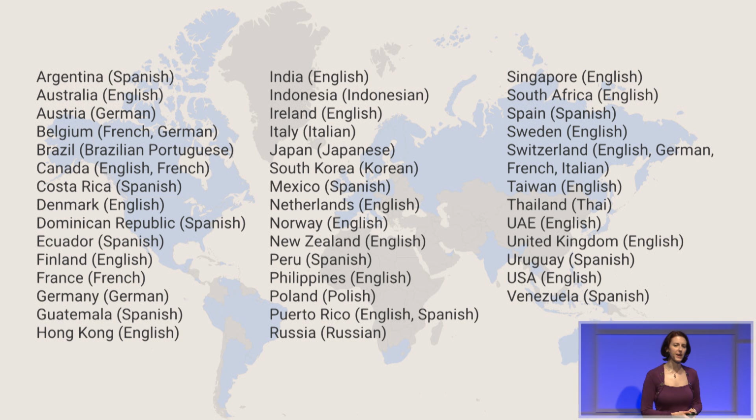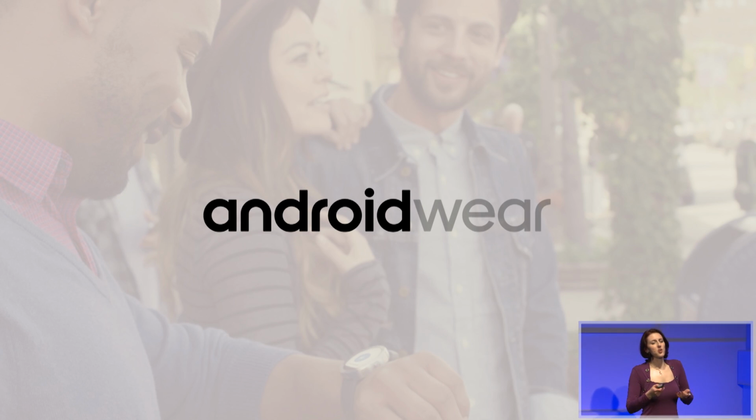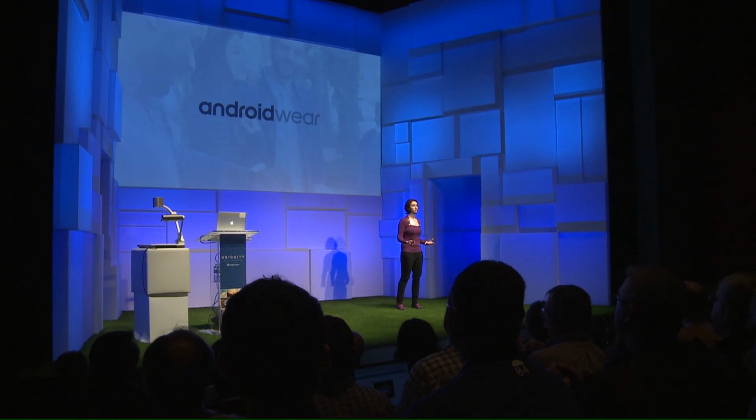And when you build for Android Wear, you will also have the opportunity to have global reach. We have support in 42 countries and language pairs. And this is all on the platform that you're already familiar with. You can take 99% of your knowledge about building for Android and apply it to Android Wear.